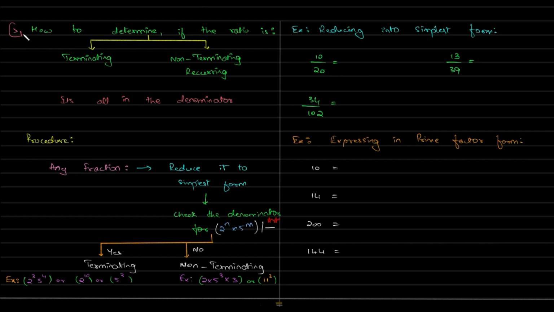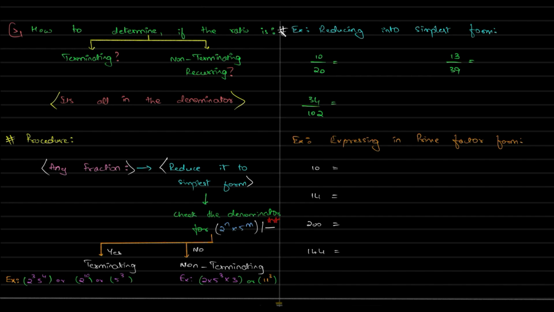Here we're going to understand how to determine if a fraction is terminating or non-terminating recurring. The main idea here is that it is always about the denominator. Let me explain the procedure, and you'll understand things better. Say you have a fraction. That fraction, you need to simplify it into its simplest form.